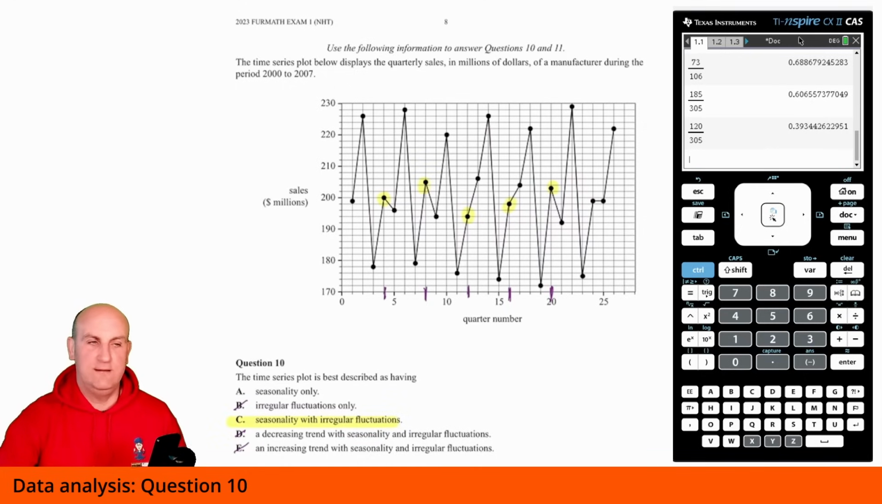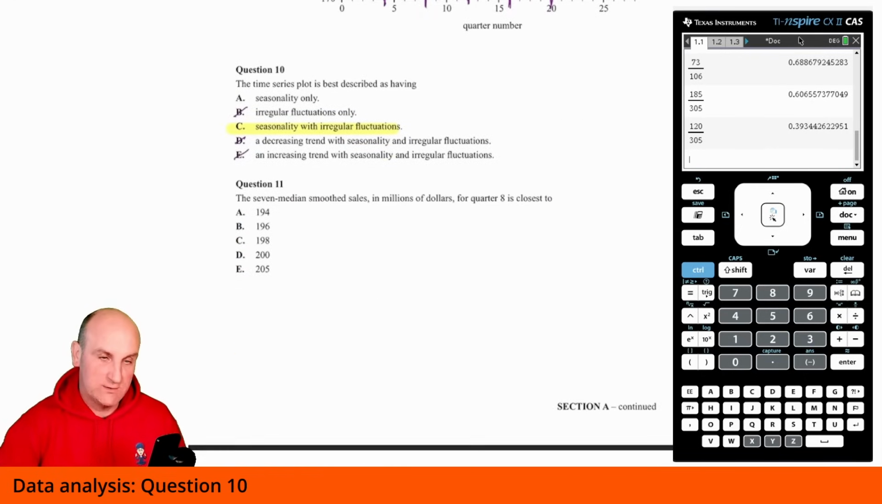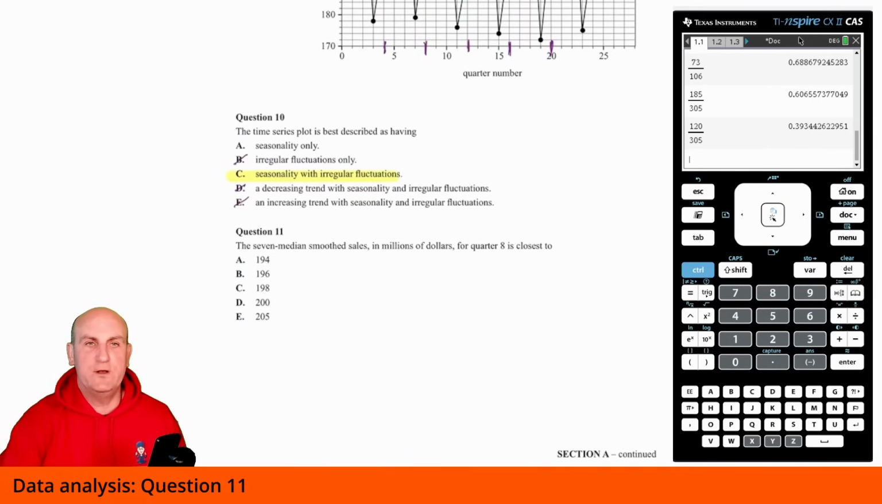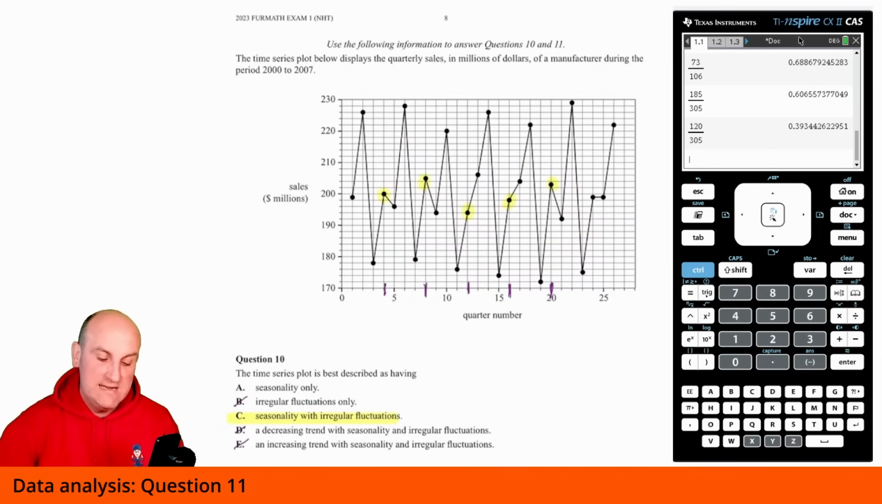Again, I massively respect anybody who can look at these questions and go, yeah, I know this. The 7 median smooth sales in millions of dollars for quarter 8 is. So 7 median.